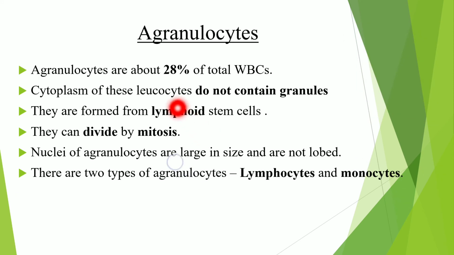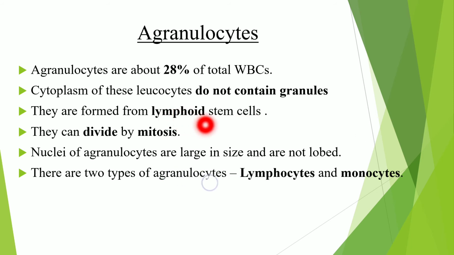Next, another main type of WBC, that is agranulocytes. Agranulocytes are about 28% of total WBC. The cytoplasm of these leukocytes does not contain granules. They are formed from lymphoid stem cells.